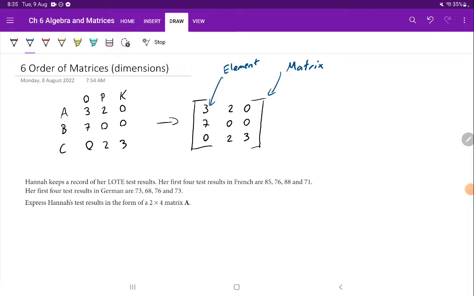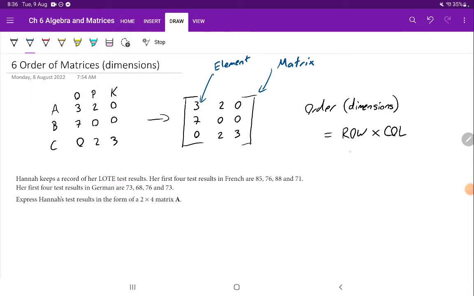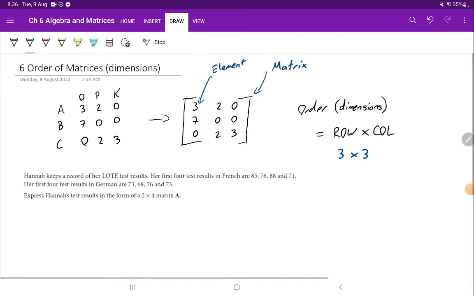And so the other important information is that we can talk about the order of a matrix. The way to remember order is like the dimensions. So it's how many rows and columns it has. And it's always given in the same format, which is row by column. So in this case, it's got 3 rows and 3 columns. So this would be considered a 3 by 3 matrix. That is the order of the matrix. So that's the basics of that.